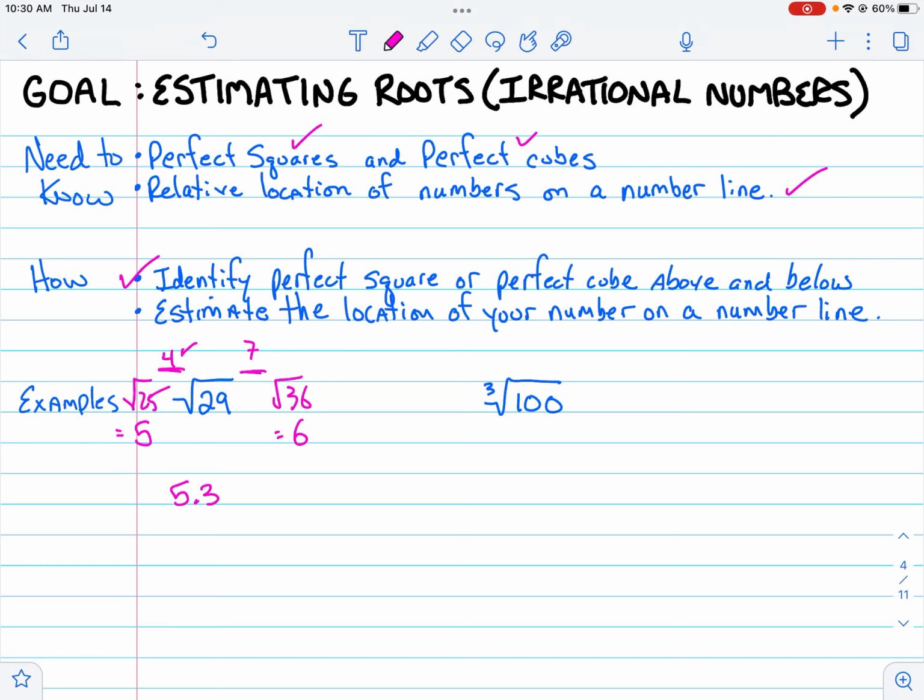If these two numbers were more the same, I'd be closer to 5.5, for example, but they're not. So I'm going to guess 5.3, and I'm going to say that for an estimate, that's good enough. Now, in a cubic root, the concept is the same.